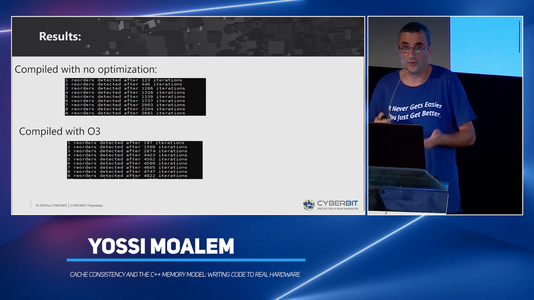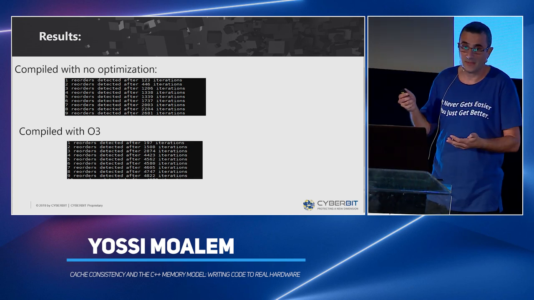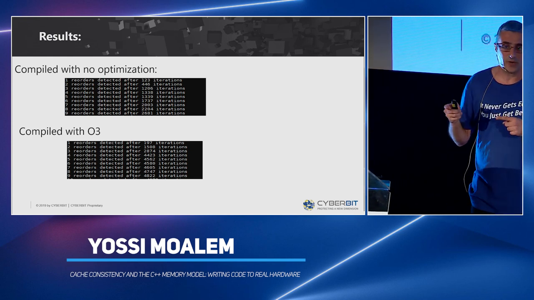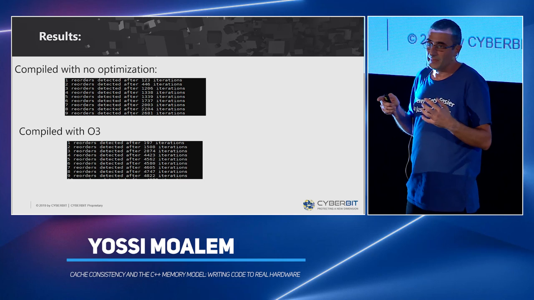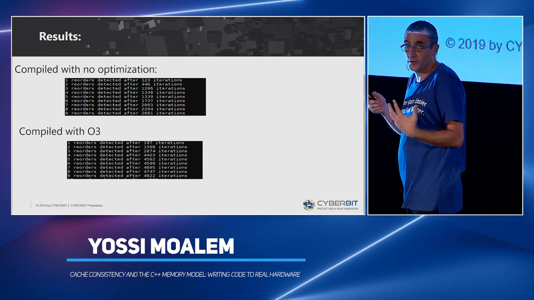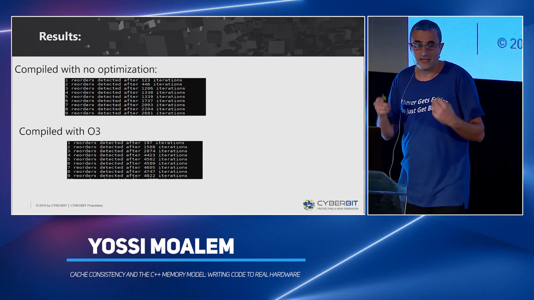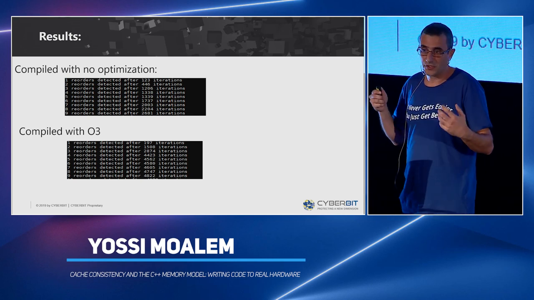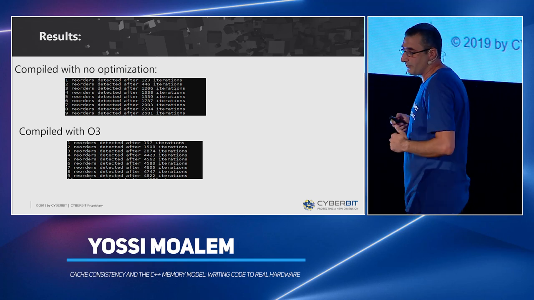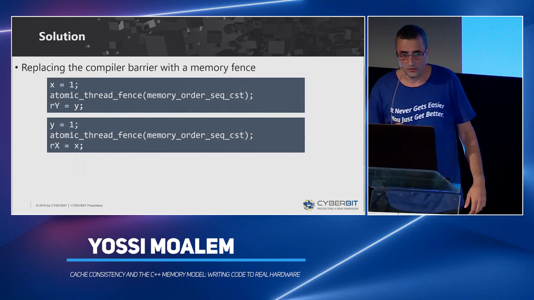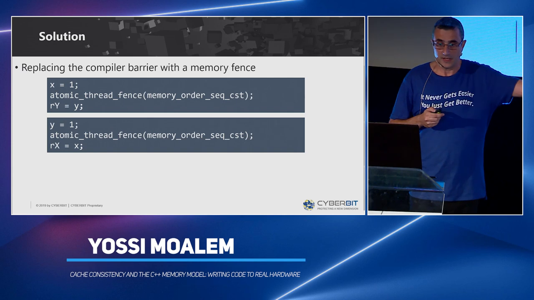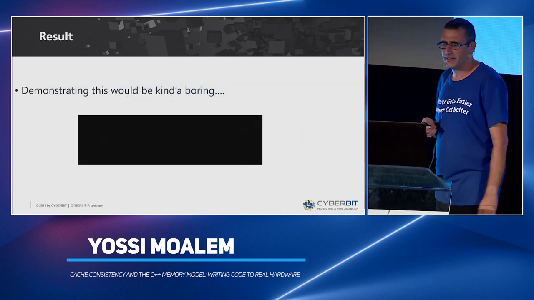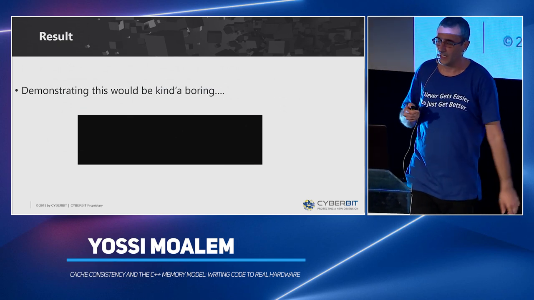We see that although it should never happen, it does happen. And the reason I like this example so much is because this runs on x86. x86 really does not do a lot of reordering. But still, even in this very, very strong architecture, we can still see the effect of reordering. Now, fixing it is very, very simple. We just put a memory fence between them, and demonstrating would be kind of boring. Nothing will happen. It will never fire.